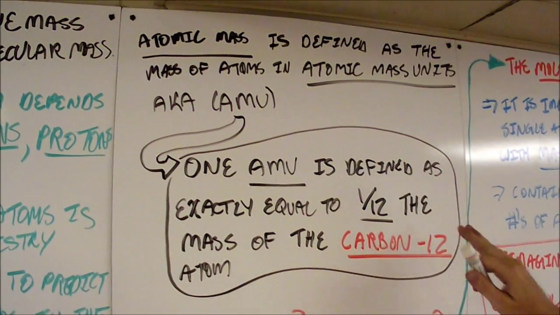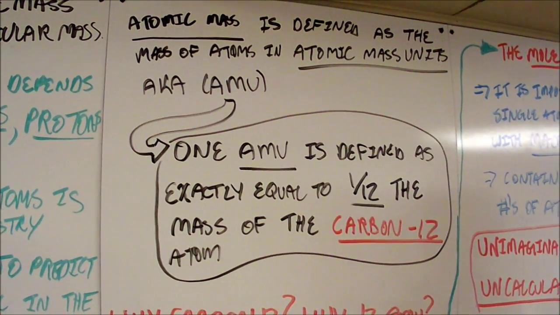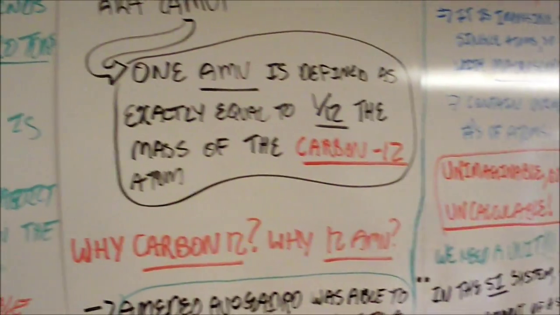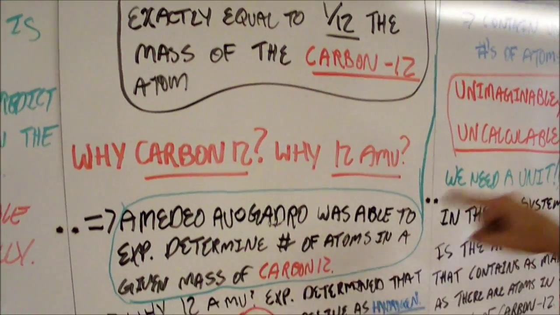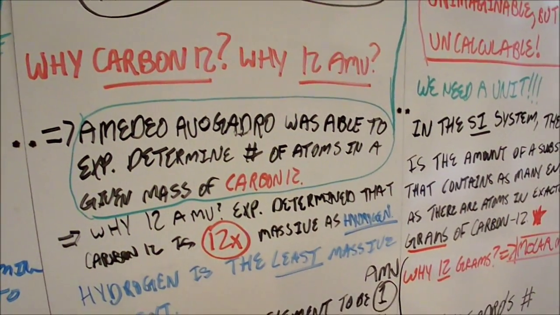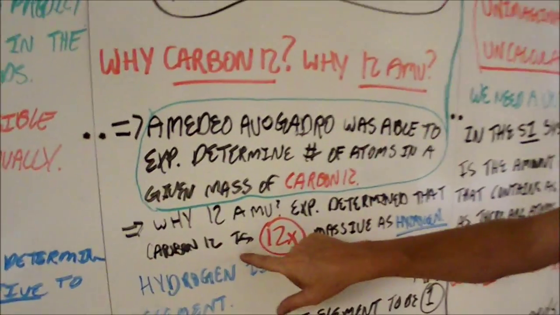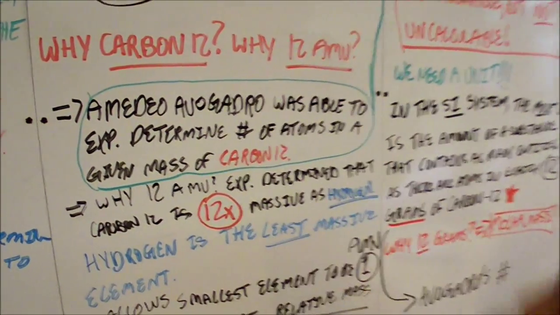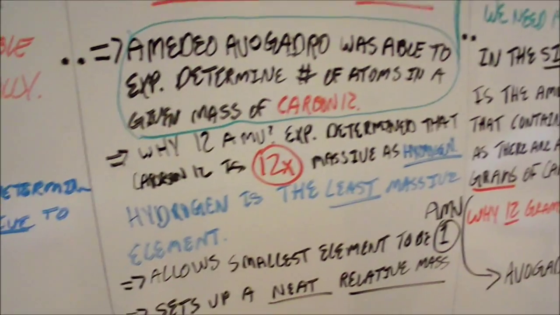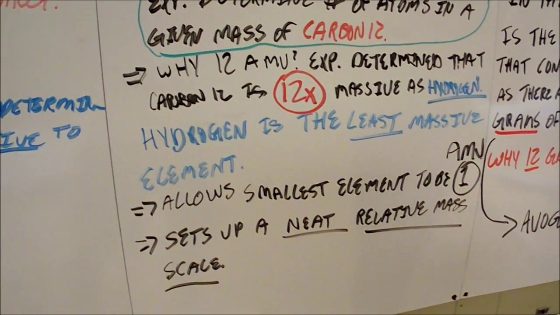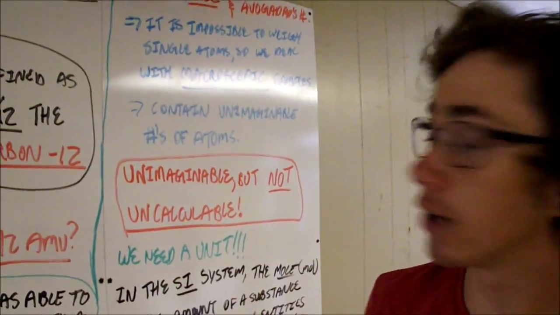1 AMU is defined as exactly equal to 1/12 the mass of the carbon-12 atom. So why do we choose carbon and why do we give it 12 AMU? Well, Amedeo Avogadro from the 19th century was able to experimentally determine the number of atoms in a given mass of carbon-12. So why do we give it 12 AMU? Well, it was experimentally determined that carbon-12 is 12 times as massive as hydrogen. Hydrogen is the least massive element. This allows the smallest element, hydrogen, to be 1 AMU, which sets us up with a very neat relative mass scale.